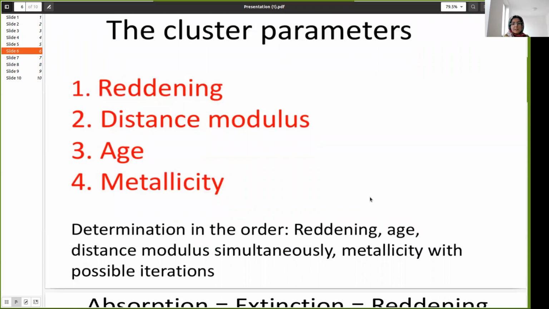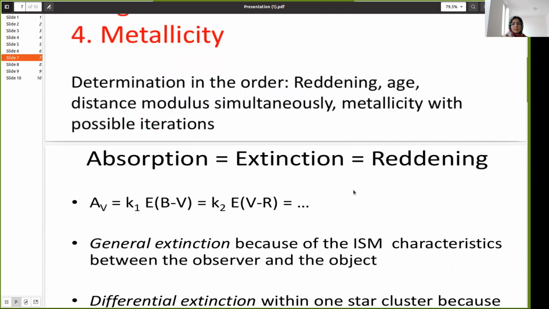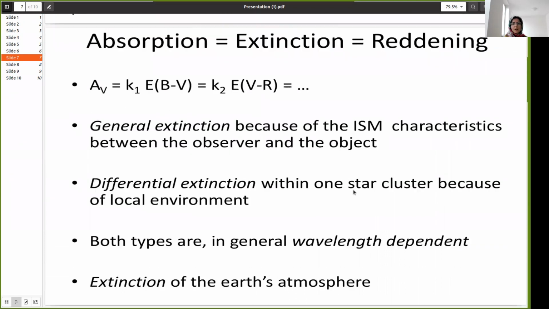The clusters have some parameters that we measure, and they are important. The first is reddening, then distance modulus, age, and metallicity. I will tell you about them too. We call it reddening or absorption or extinction. No difference. What is reddening?